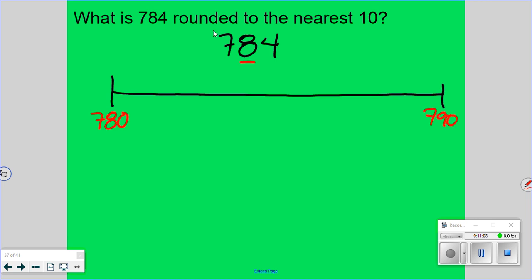We need a middle. What's our midway point? Callie? 785. Where would 784 go? Archer? On the left side. Which means 784 rounds to 780. Much closer. So far, so good?